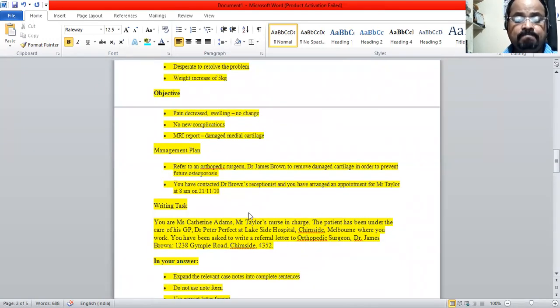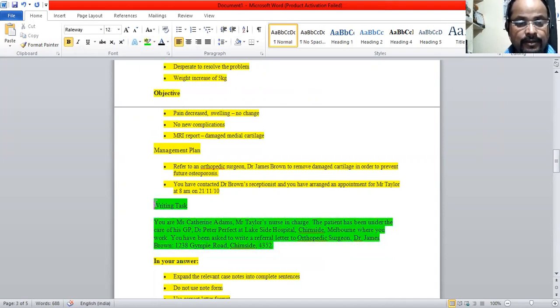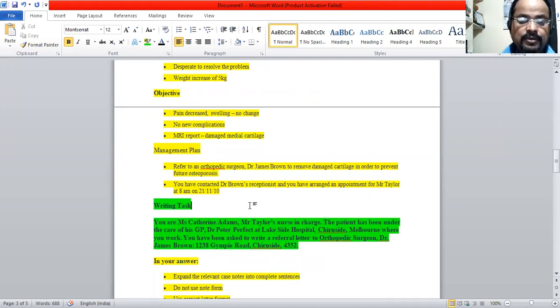Now let's go ahead with the writing task. Here is the writing task. You are Miss Catherine Adams, Mr. Taylor's nurse in charge. So you are the nurse in charge of Mr. Taylor, the patient. The patient has been under the care of his GP, Dr. Peter Perfect, at Lakeside Hospital, Churnside, Melbourne, where you work.